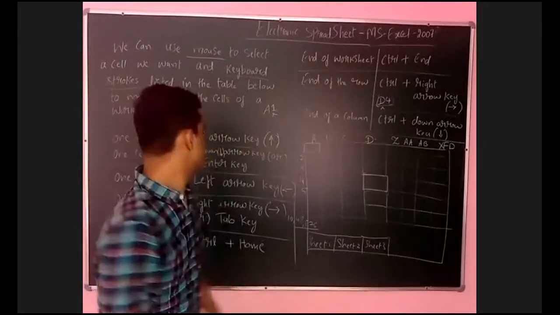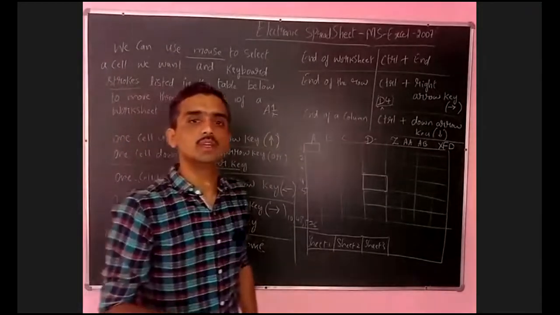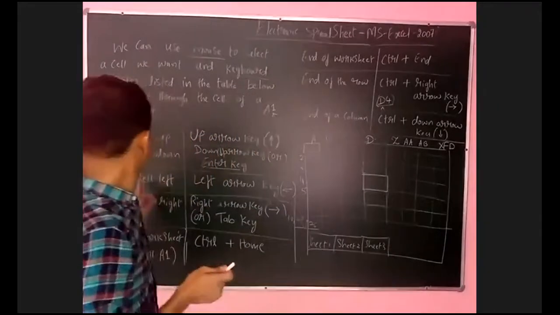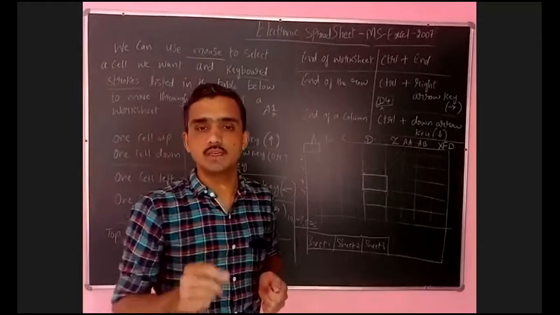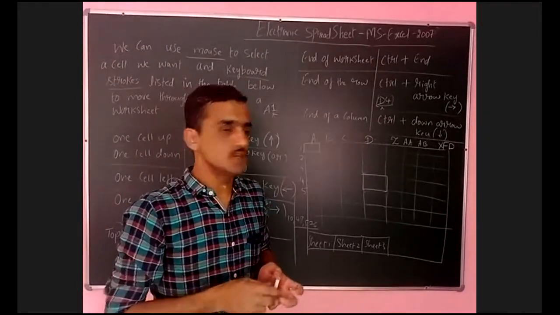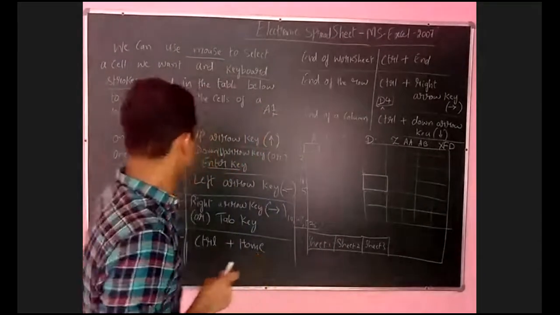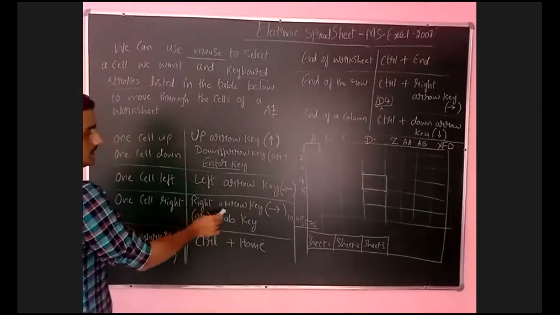One more option is the Enter key. If you press Enter, it automatically moves one cell down. In MS Word, if you press Enter, it moves to the next line. Understood? Here it moves to the next cell, that is down. Then the left arrow moves one cell left, and the right arrow moves one cell right.